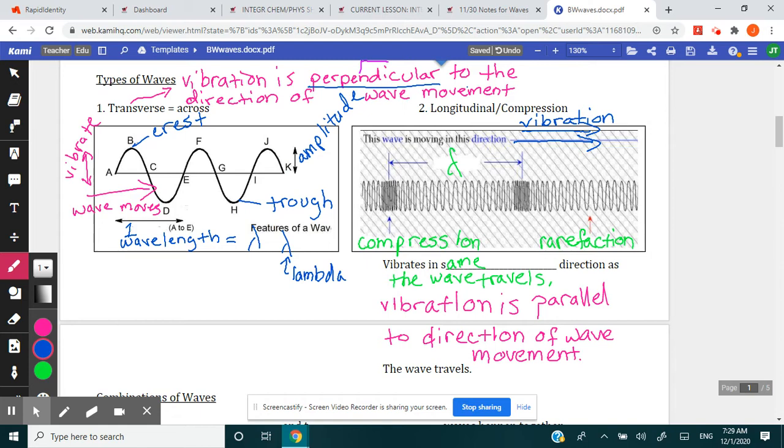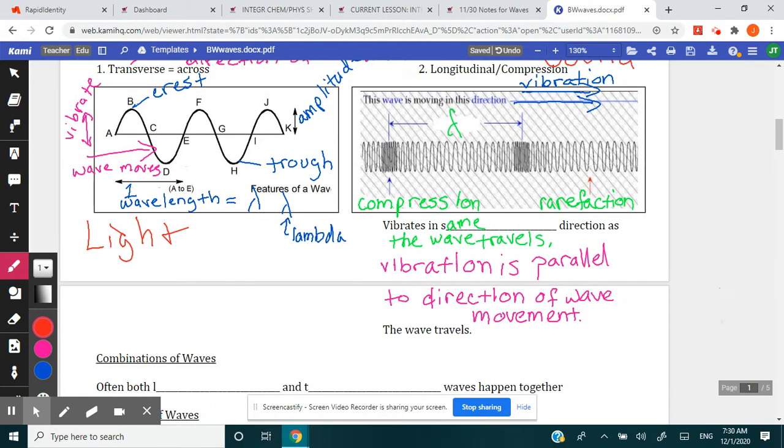You also need to know transverse waves. Light waves are transverse, and sound waves are longitudinal or compression. Okay, light waves are transverse waves, sound waves are longitudinal or compression.